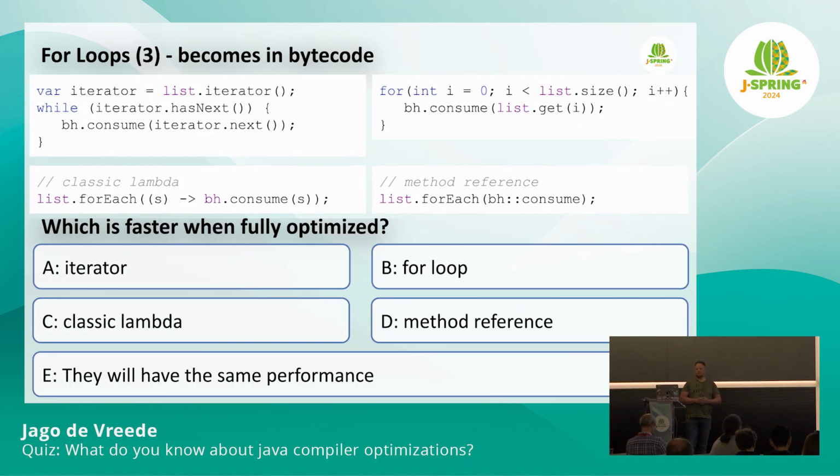So let's take these all together. There are more ways than one to do for loops. We have the iterator, we have our old-fashioned for loop, or the while loop, but we also have a classic lambda that we can give the list for each, or we have a method reference. Which one is faster, fully optimized?